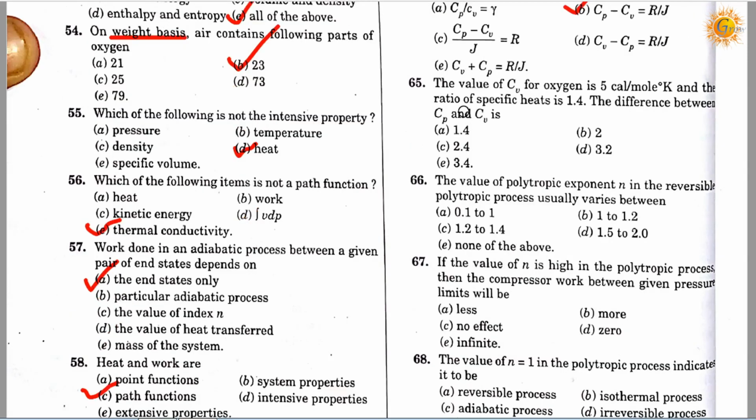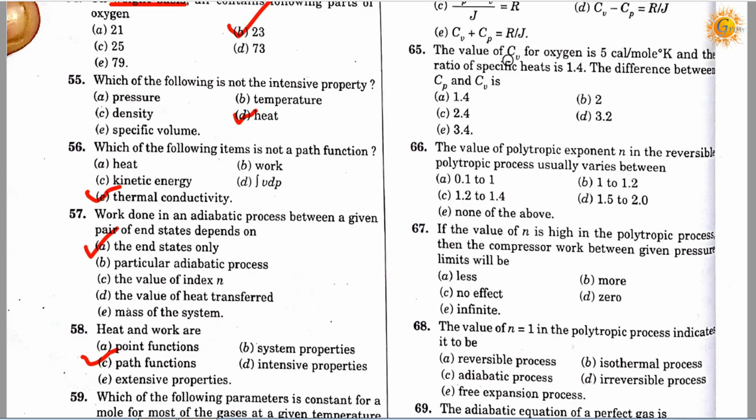Question number 65. The value of Cv for oxygen is 5 calorie per mole degree Kelvin, and the ratio of specific heats is 1.4. The difference between Cp and Cv is option A 1.4, option B 2, option C 2.4, option D 3.2, option E 3.4. Correct answer is B.